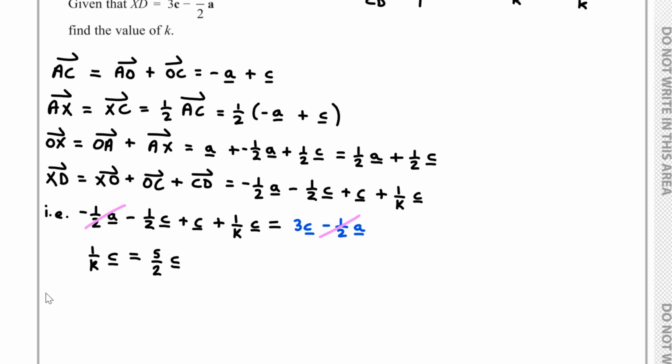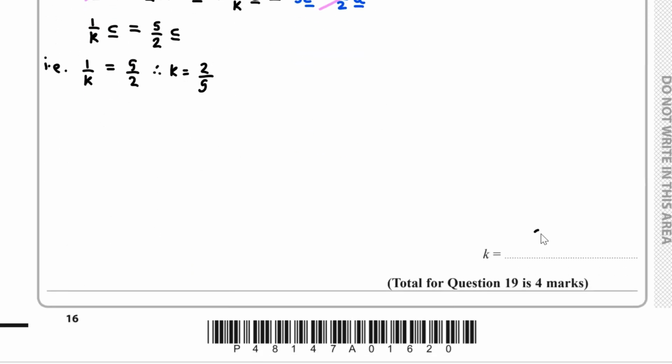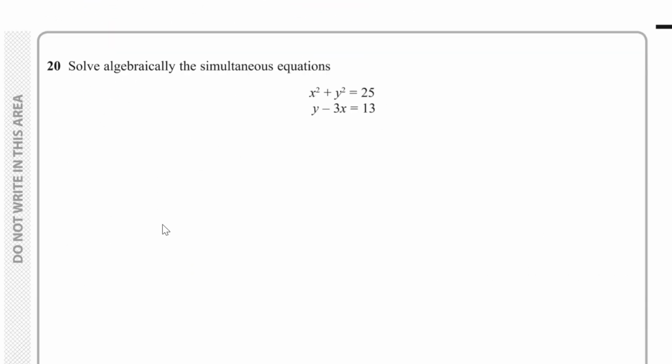So therefore we've got 1/K equaling 5/2, and therefore K is equal to 2/5. So I've got K equals 2/5.